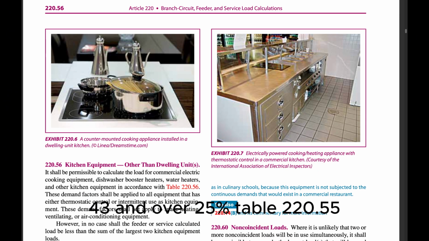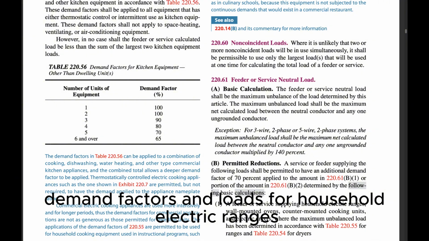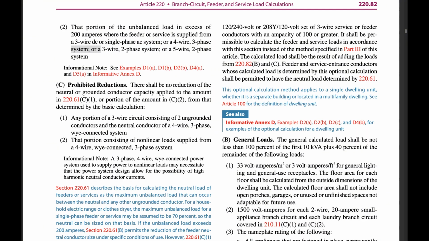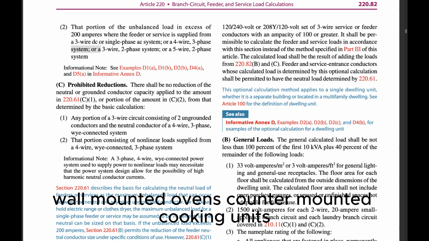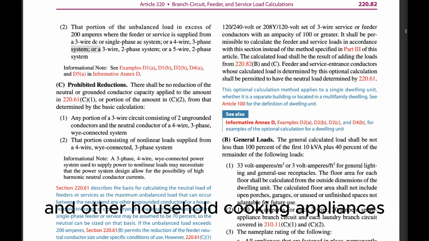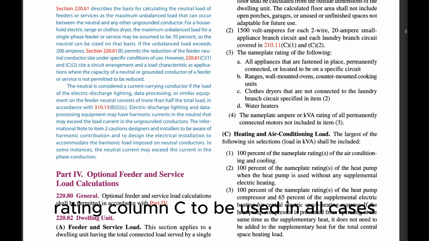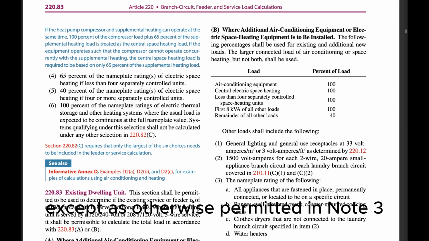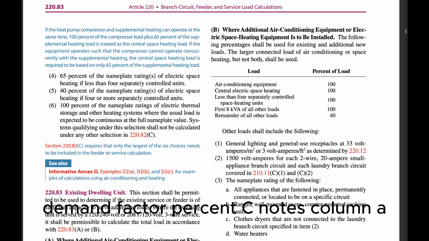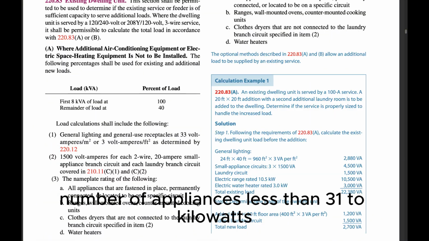Table 220.55, demand factors and loads for household electric ranges, wall-mounted ovens, counter-mounted cooking units, and other household cooking appliances over 1¾ kilowatts rating. Column C to be used in all cases except as otherwise permitted in Note 3. Demand factor percent: see notes column. Number of appliances, less than 3½ kilowatts rating.